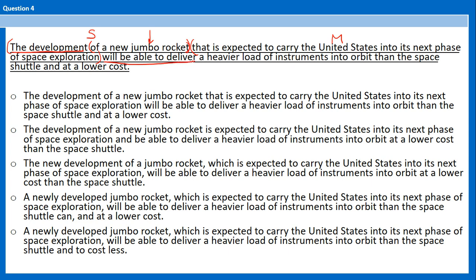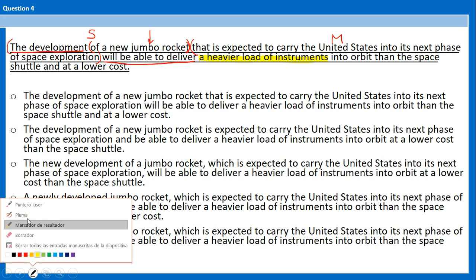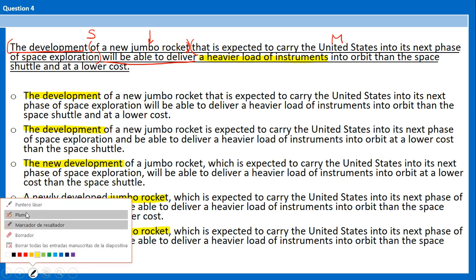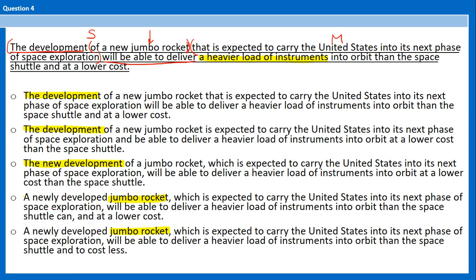Now be careful here. Think about this. What will be able to deliver a heavier load of instruments? Okay, that's the key. What will be able to deliver a heavier load of instruments into orbit? Is it the development? Or is it the newly developed jumbo rocket? Okay, only the rocket is able to deliver a heavier load of instruments. So you can eliminate number 1, 2, and 3. You have to be between these two answer choices.